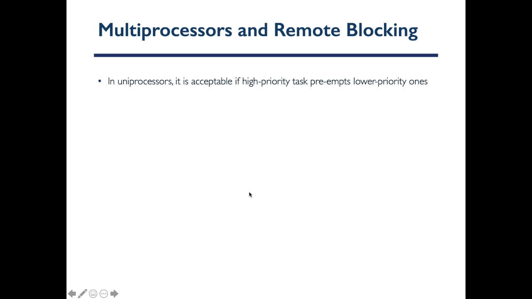So this slide is going to be our gateway into talking about multiprocessors in real-time systems. And the issue of multiprocessors is just going to add another level of challenge to real-time systems, as we'll see. Okay, so in uniprocessors, it's kind of accepted if a high priority task preempts lower priority ones, right? That's basically what we sort of want.